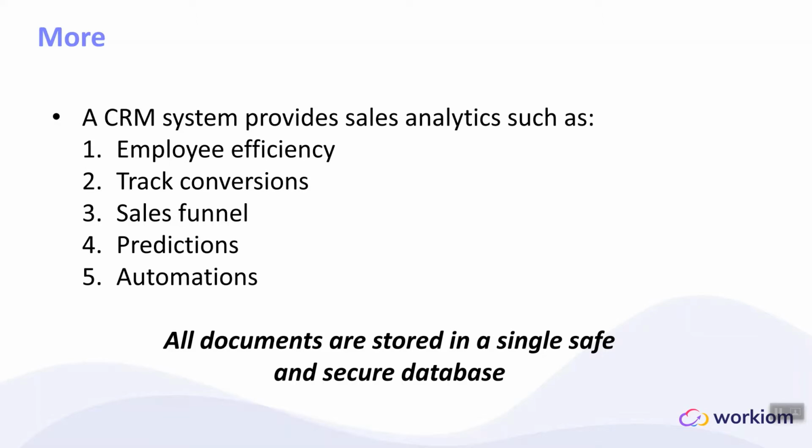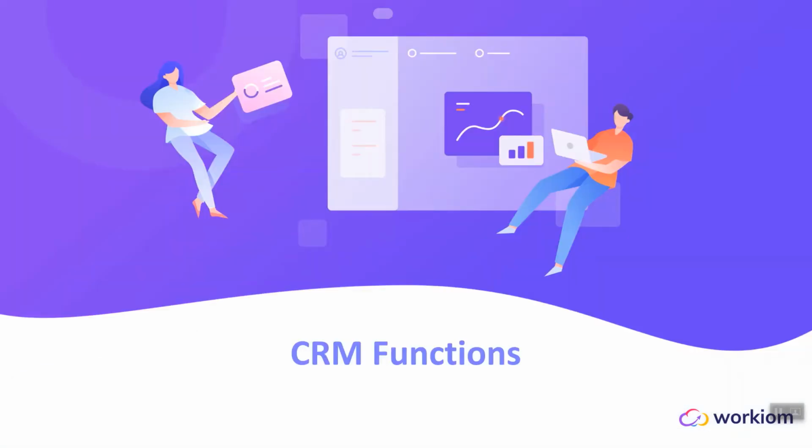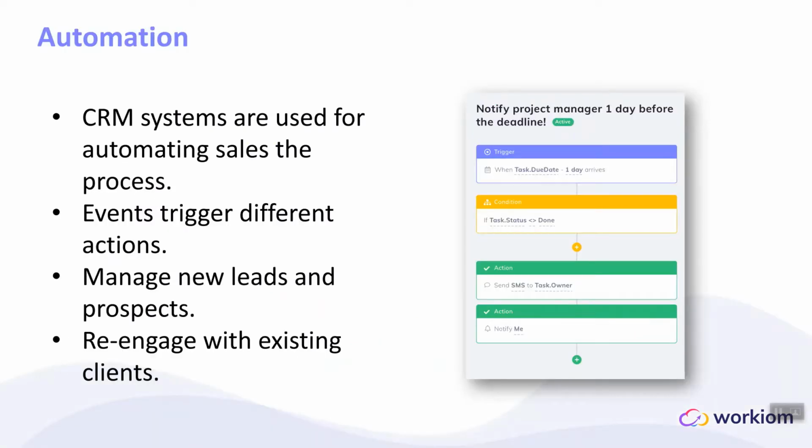Now, let's dig a little bit deeper and get to know the four basic functions of a CRM. First, automation. In most cases, CRM systems are used for automating sales process. For example, when a lead arrives to your business, or someone requests a callback, or someone signed up for a free demo, that person becomes the lead, and that initiates the automated process of interacting with that person.